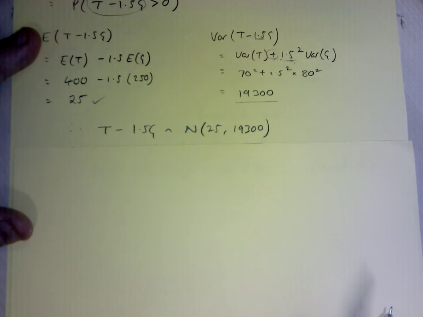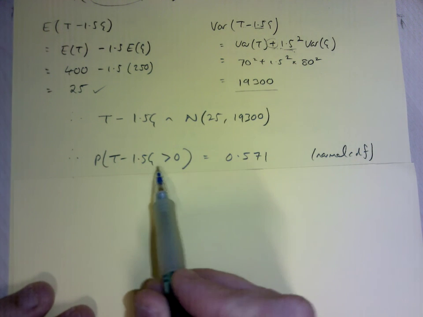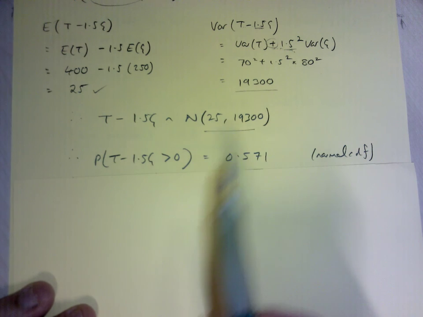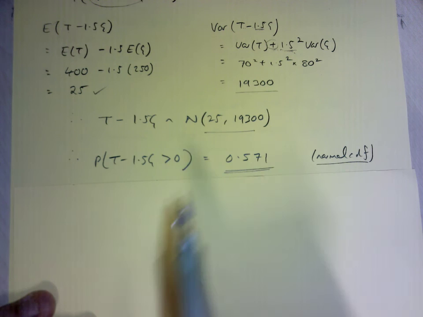And as soon as I've got that, I can go back to answer my question. Probability of T minus 1.5G bigger than 0. I've got the distribution. I can use the normal CDF function to get the answer, 0.571.